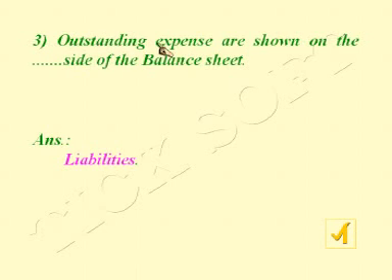Third one. Outstanding expenses are shown on the dash side of the balance sheet. Answer is liabilities side, because the company has to pay, that means the proprietor has to pay some of the expenses, that is called outstanding expense, payable amount. So outstanding expense is a liability from the business point of view.